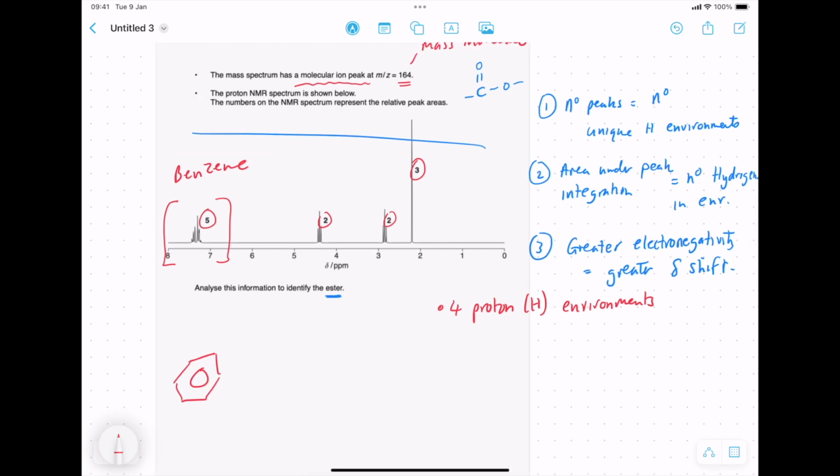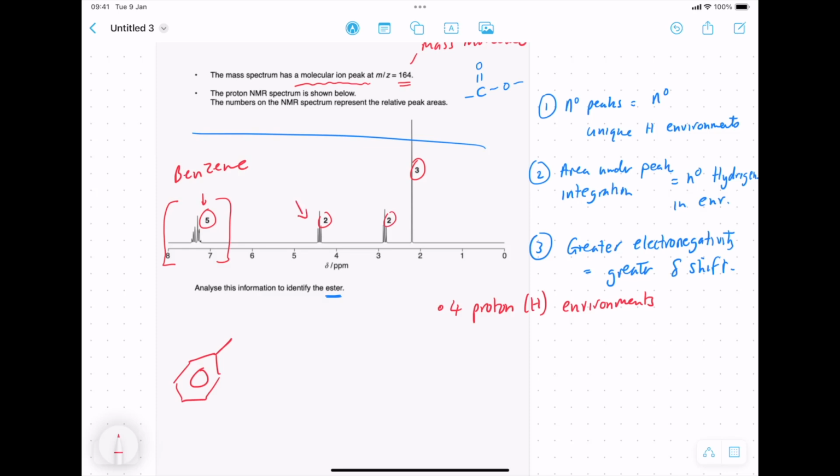I also know that in a benzene ring there's 6 hydrogens, but this one is only showing 5. So there's only 5 hydrogens in that environment, which means one of the places where hydrogen would be on the benzene ring is substituted with something. So there's something coming off the benzene ring. Now let's turn our attention to the other peaks.